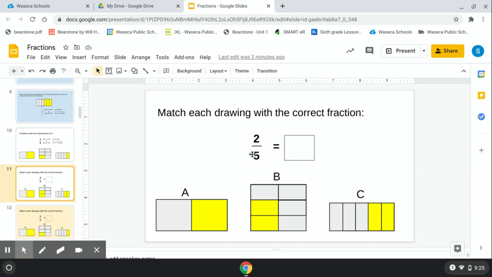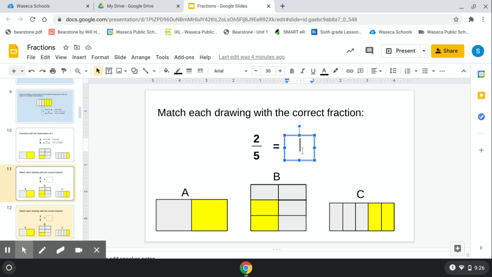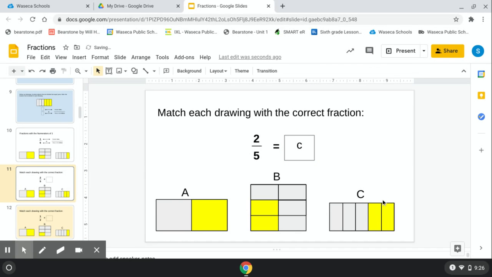Our denominator is 5, so it's going to tell us that the rectangle is split into 5 equal parts. Let's see if B is split into 5 equal parts. 1, 2, 3, 4, 5, 6. Ooh, that's too much. How about C? Is C split into 5 equal parts? 1, 2, 3, 4, 5. C is split into 5 equal parts. So C would be our correct drawing because 2 of the 5 equal parts are shaded yellow, or 2/5.